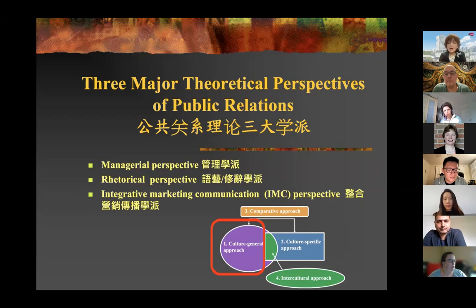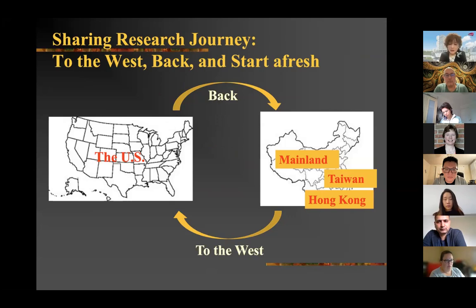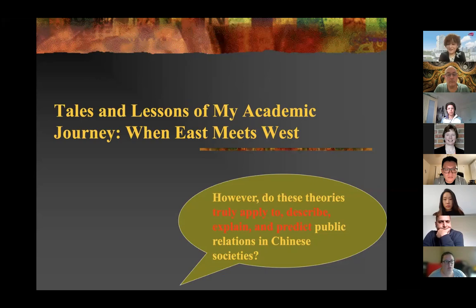The challenge that I faced was that after I went back to teach in Chinese societies, at that time in Taiwan, I encountered an issue. As I just explained to you, I thought that theories are designed to describe, explain, and predict realities. But the question I encountered is: do the theories that I learned in Western societies or Western literature really apply to describe, explain, and predict populations in the Chinese societies that I am situated in?